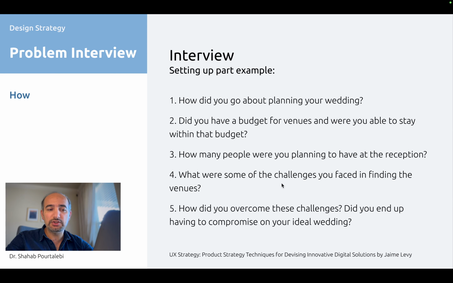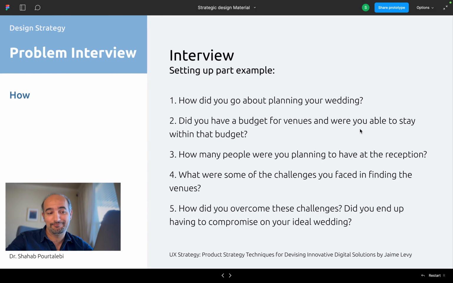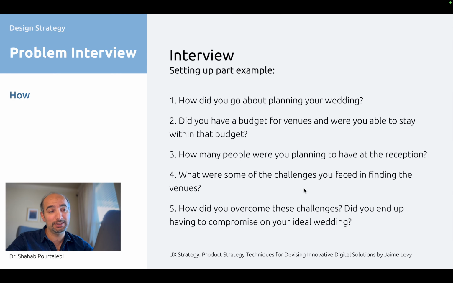And what were some of the challenges you faced in finding the venues? This is the best question, I believe, and the most important question in the setting up part. Simply because here is where you understand if the problem that you are targeting is the problem that they were facing. The challenges you faced. So here you're going to validate the problem. Well, the assumption about the problem, not the problem.